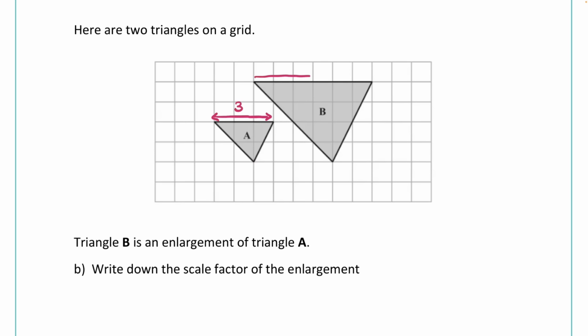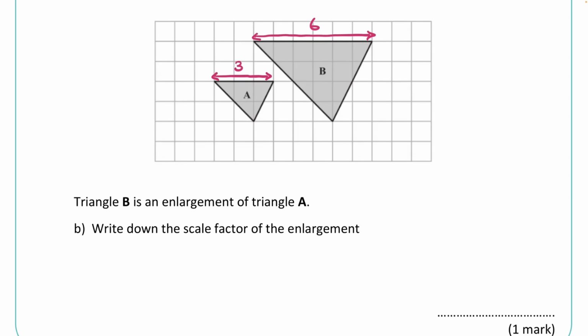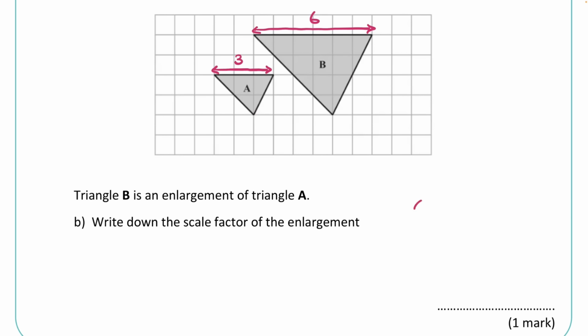And this one here is 1, 2, 3, 4, 5, 6 squares. So to get from 3 to 6 is a relatively nice one, but we can do the big side divided by the little side, and it tells me the scale factor. And here the scale factor is 2. So there we go, it's twice as big, it's been multiplied by 2, my scale factor is 2.